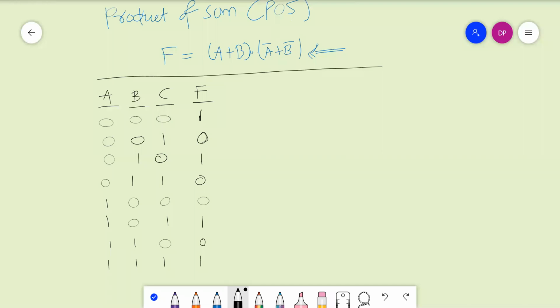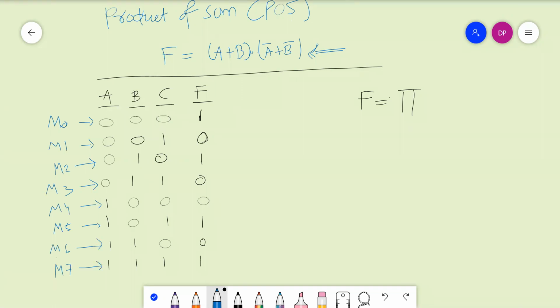So max term, how will we write the max term? F is equal to, let's say, pi of capital M. What we take, this first one is capital M0, second one is capital M1, third one is M2, fourth one is M3, this is M4, M5, this is M6, this is M7.